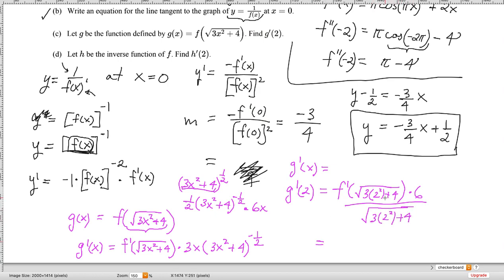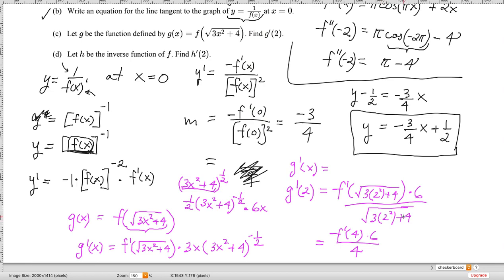And this is ugly as you can get. This is 4 times 3, that is 12, plus 4 is 16. The square root of 16 is 4, so it's just f prime of 4. So that's not too bad. Times 6, this whole thing I found out was 4 just now, right? Let's just make sure, 4, right?